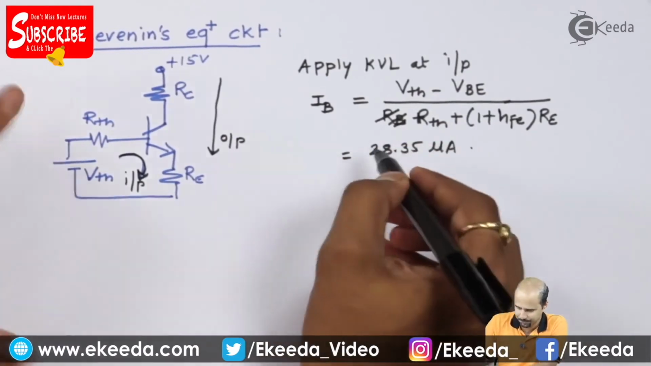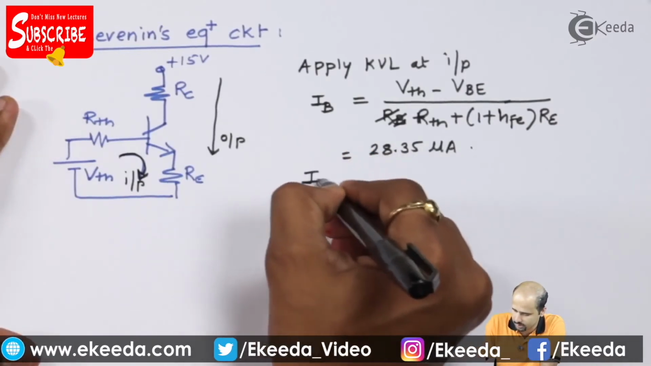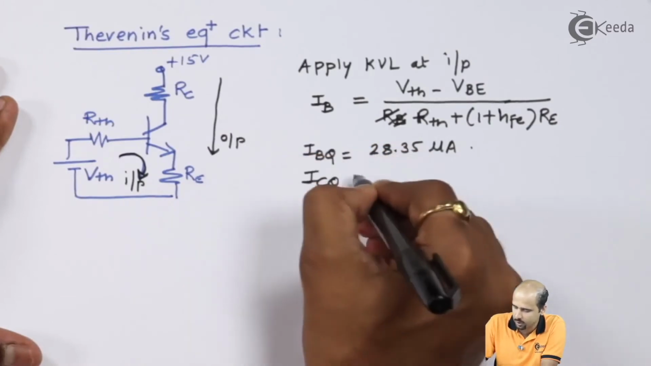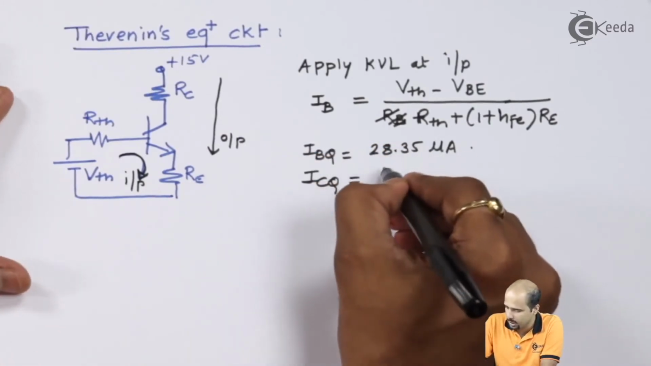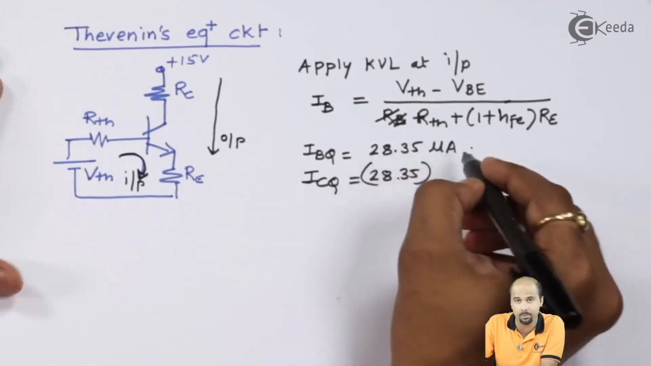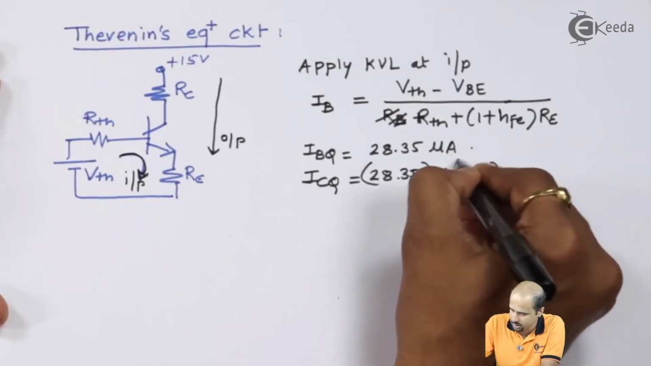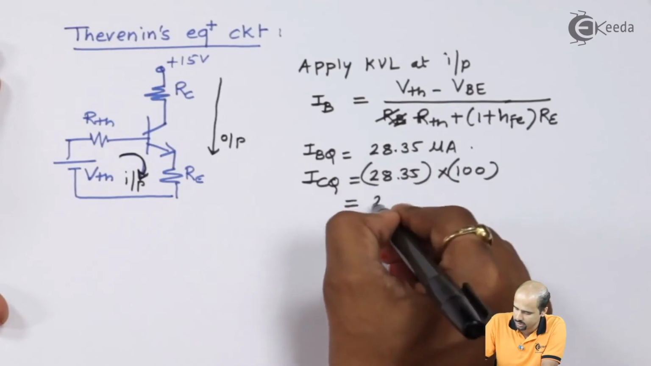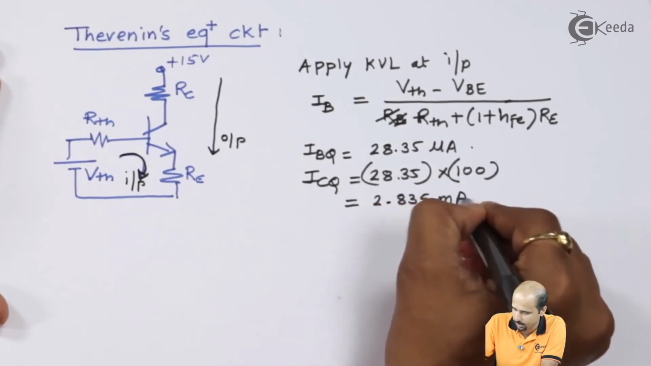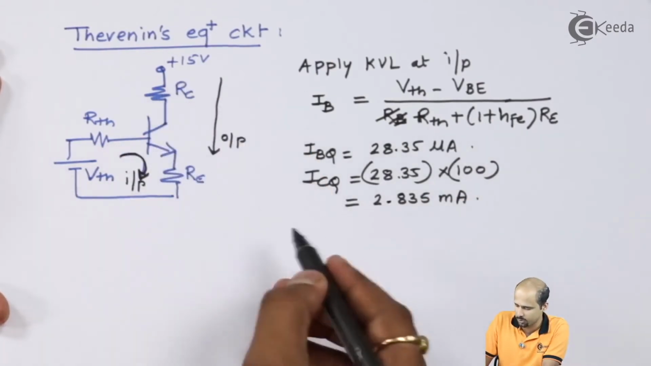And obviously with whatever value you have got, you have to calculate the value of the Q parameters. So we say that this is IBQ, and from that you will get ICQ as 28.35 multiplied by beta, that is nothing but the HFE, which is 100. So here the value is nothing but 2.835 milliampere. And from that value we will apply KVL at the output stage.